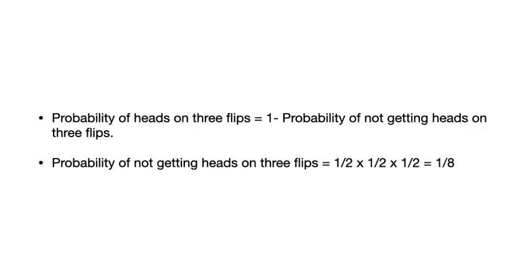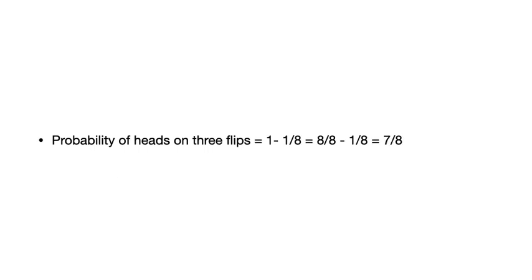So now we have our number. We can finish our very simple little, I guess it's an equation, right? What's the probability of heads on 3 flips? 1 minus 1/8, which is 8 out of 8 minus 1 out of 8 equals 7 out of 8. The probability you'll get heads at least once on 3 flips is 7 out of 8.